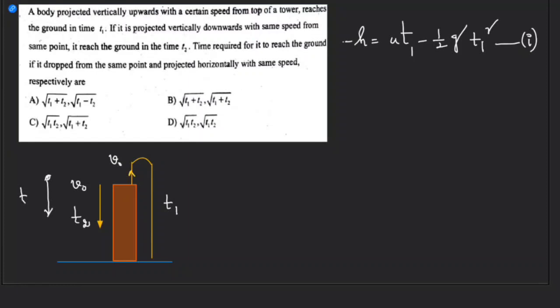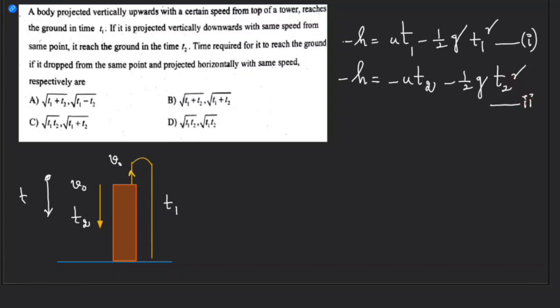Thrown from the top of the tower downward, the displacement will be the same, minus h. But here the velocity is also negative: minus h equals minus u t2, and g is also negative, so minus half g t2 squared. Let's say this is equation 2.